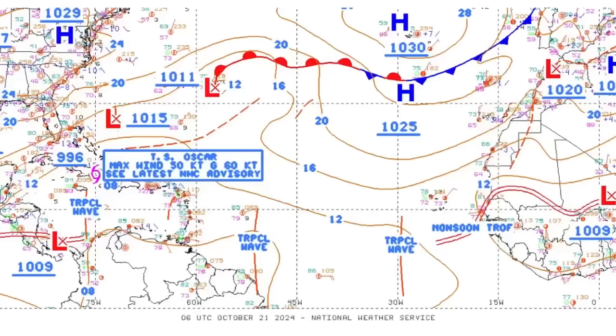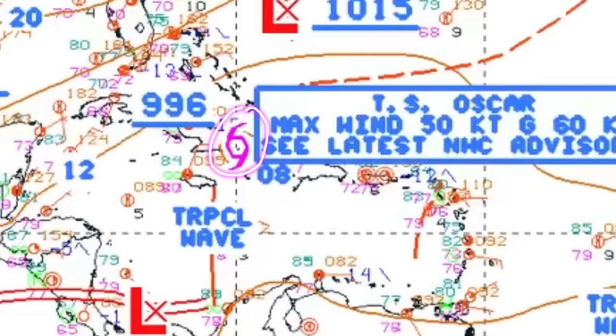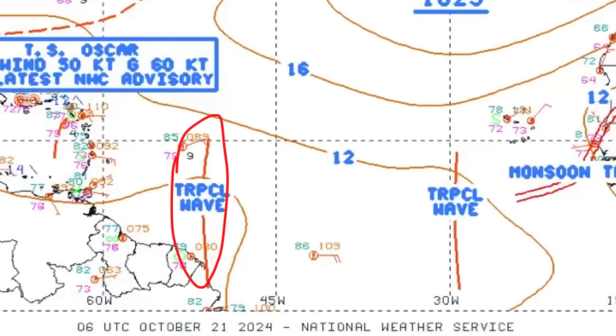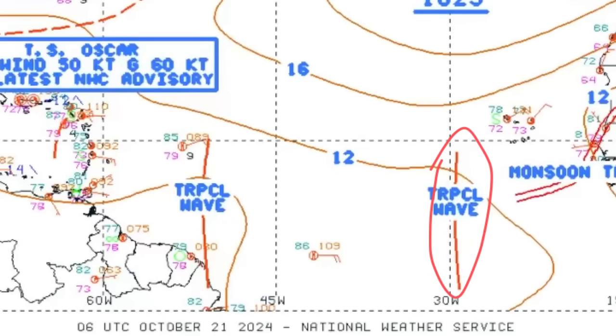As we take a look at this graphic here, we can see where the axes of the tropical waves are. So we've got Oscar there. We can see that symbol. There's that tropical wave in the Central Caribbean. There's that next one on approach to the region, and that most recent one to emerge off of Africa.